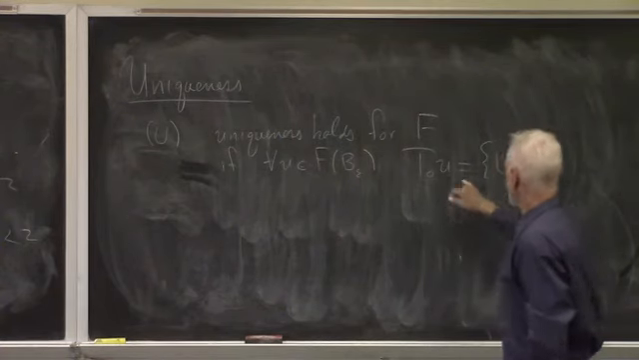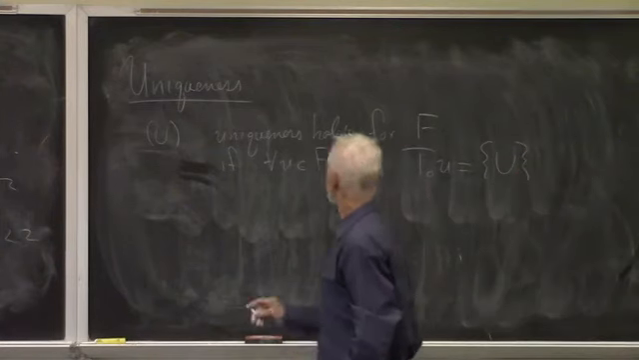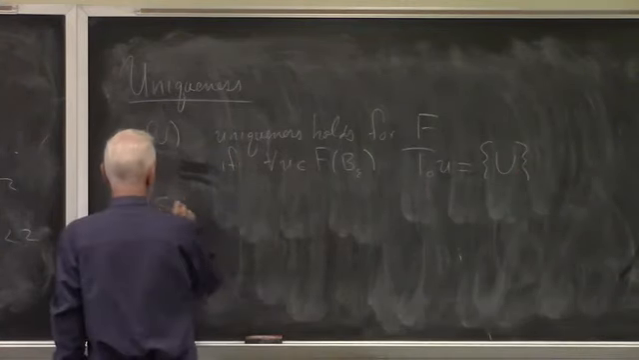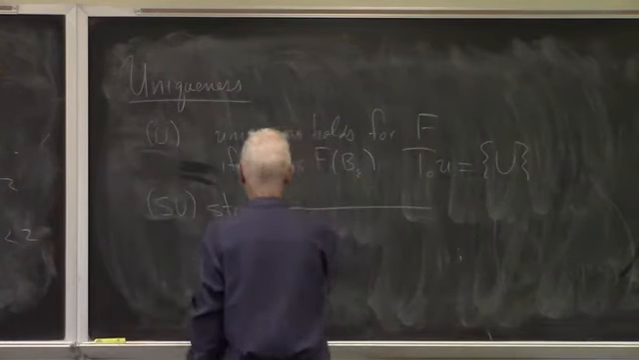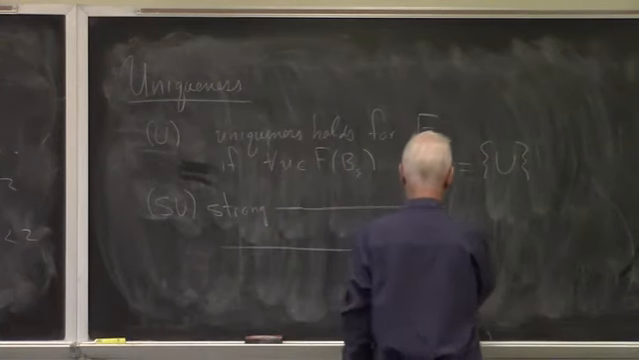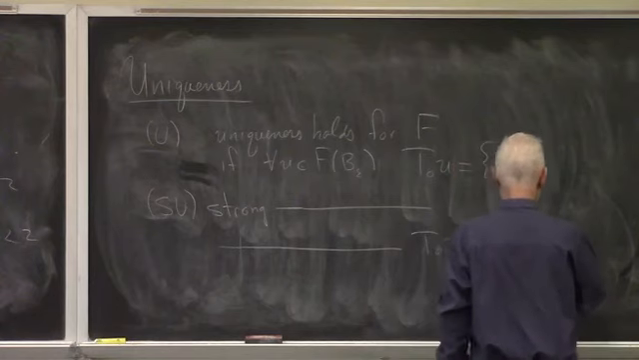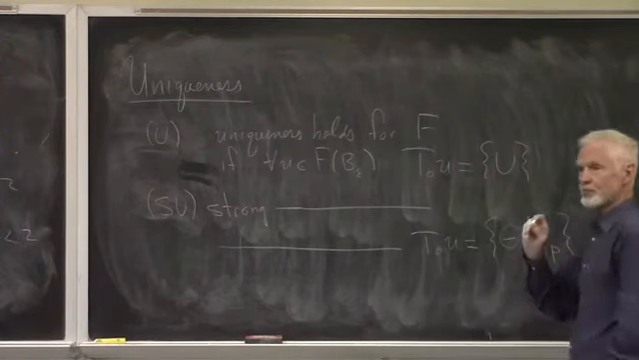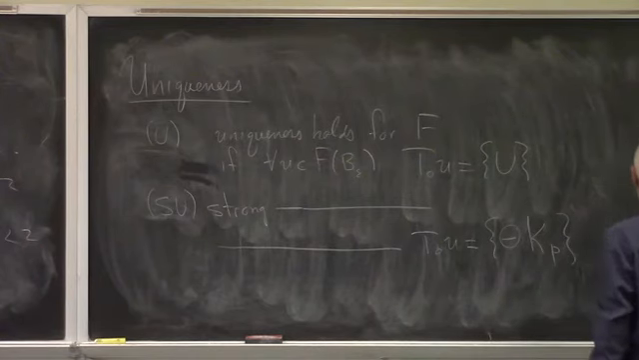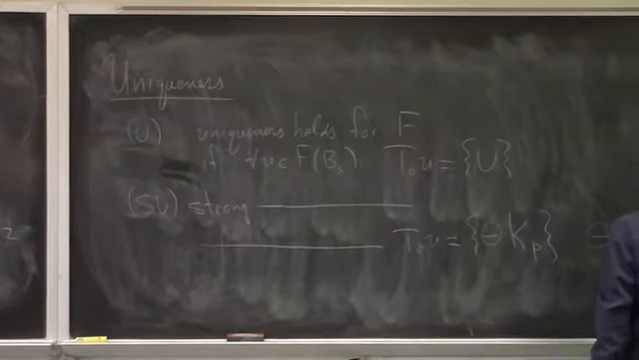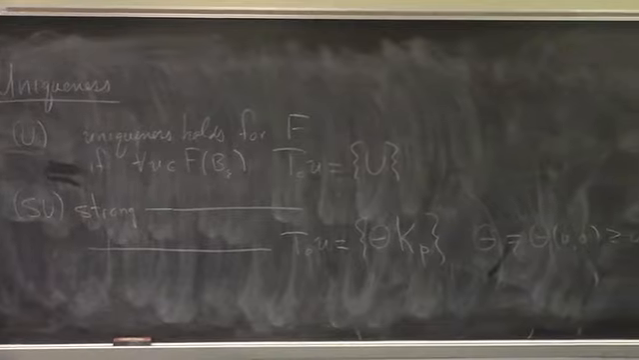But it's now not just for the function U. It has to be true for every U. Every U has a unique tangent. And then there's something called strong uniqueness. Strong uniqueness holds for F if not only is it a singleton, but it's actually a constant times the Riesz kernel, where theta is actually the density, which I'll talk about in a moment. So this is a predetermined number.